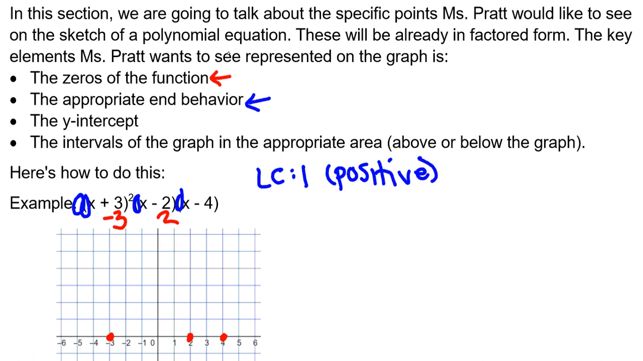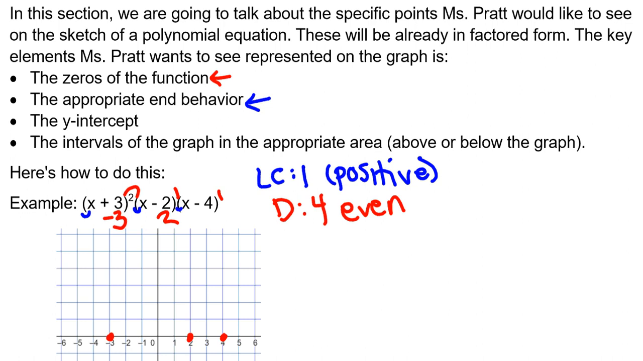To find the degree, I'm going to erase what I just circled so that you can clearly see how we find the degree. To find the degree, we're going to add the exponents of my factors. So this is a 2, this is an invisible 1, and this is an invisible 1. So we're going to have 2 plus 1 plus 1, so my degree is 4. And remember, our degrees are considered even or odd. So 4 is even.